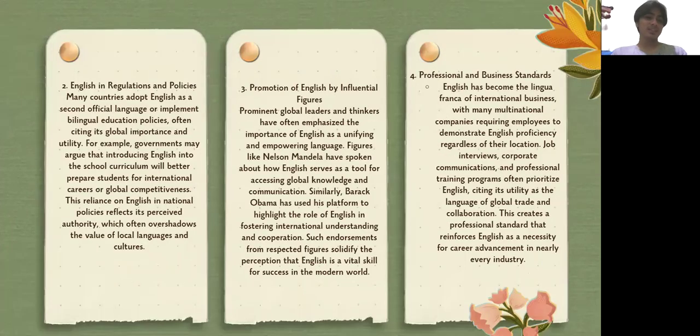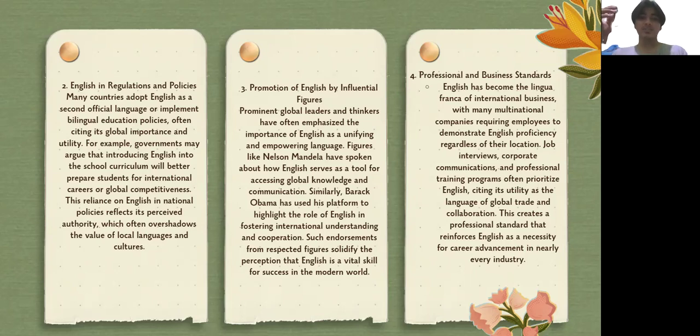The second is English in regulations and policies. Many countries adopt English as a second official language or implement bilingual education policies, often citing its global importance and utility. For example, governments may argue that introducing English into the school curriculum will better prepare students for international careers or global competitiveness. This reliance on English in national policies reflects its perceived authority, which often overshadows the value of local languages and cultures.